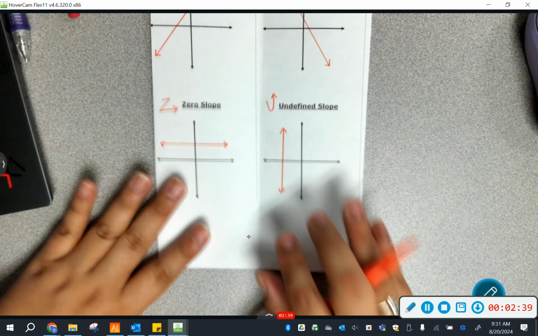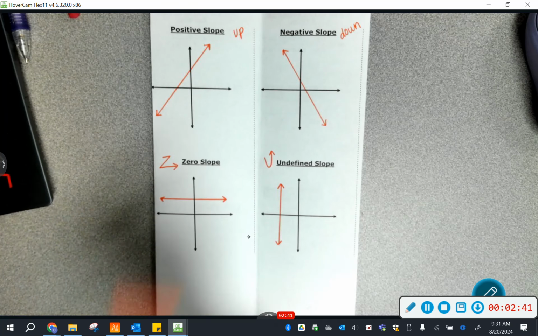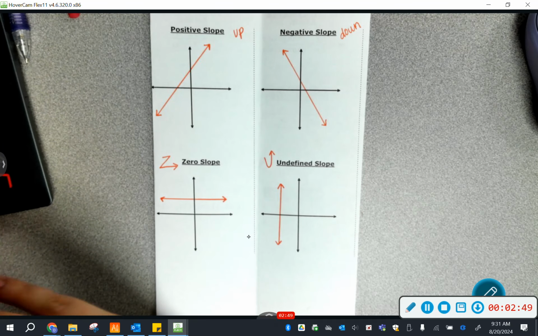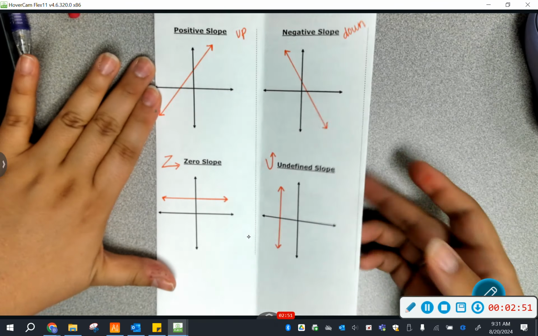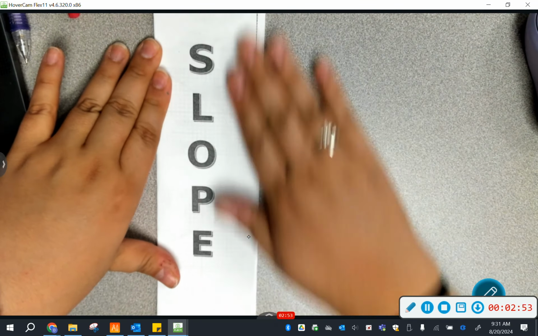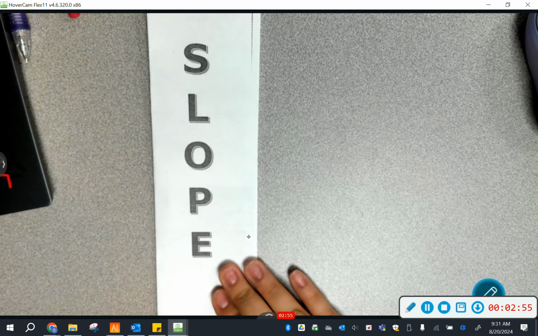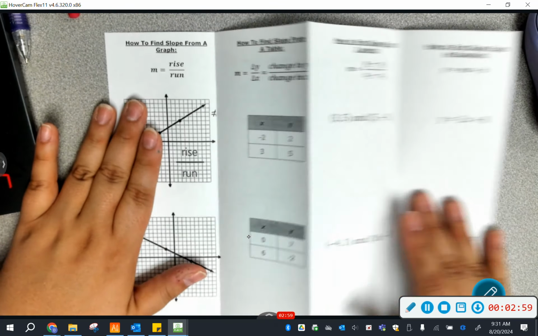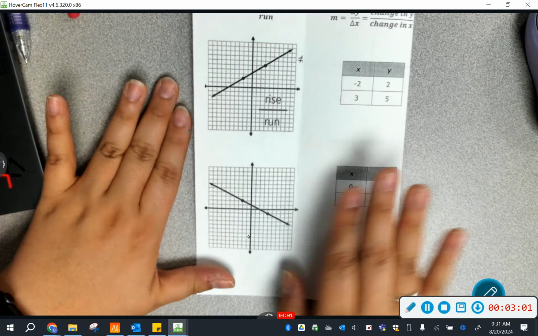Y'all, this is 8 points on your test. That makes sense? Could we draw those or match them appropriately to the right one? Perfect. All right, those are the different types of slopes. So let's close our slope foldable. And now we're going to open up and we are going to solve this 4 different ways. I'm going to keep it like this so it's not too much.